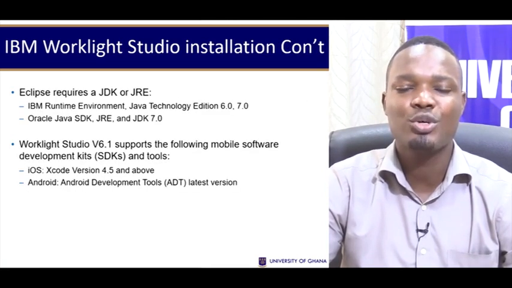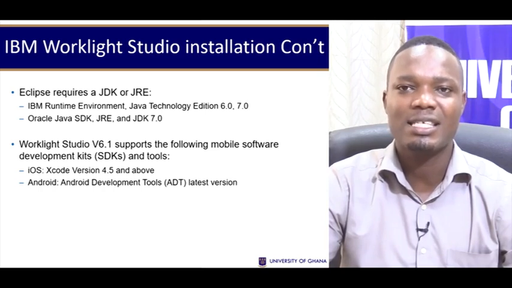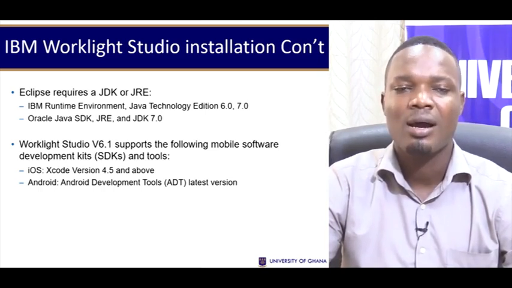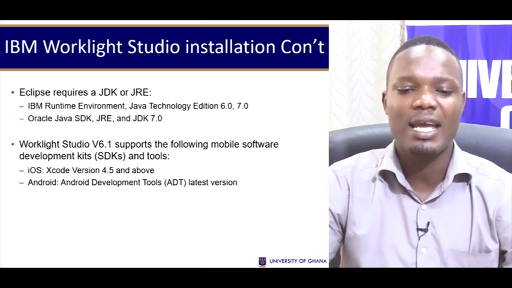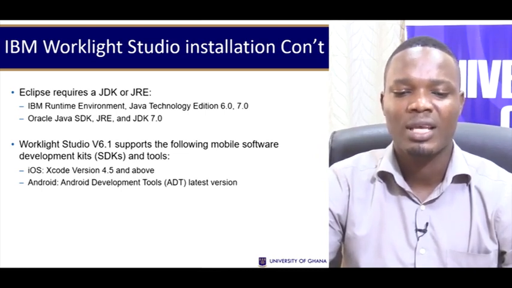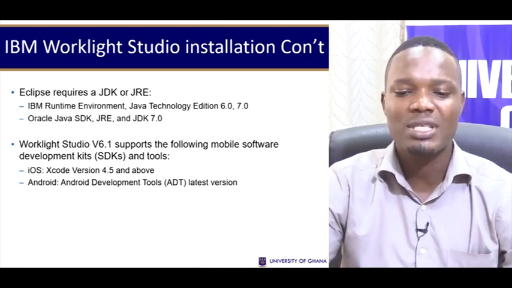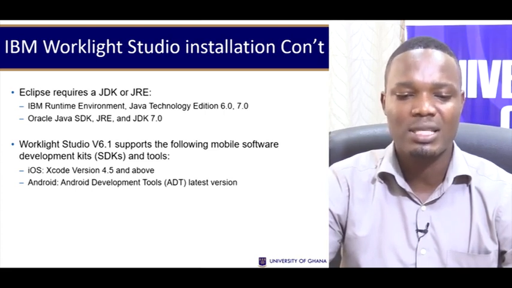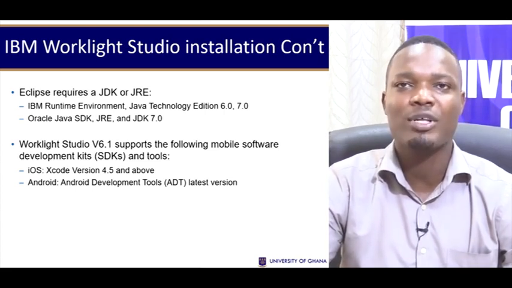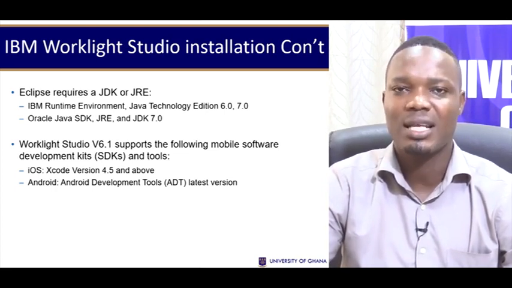The IBM Worklight Studio installation requires that you have a JDK or a JRE installed. The IBM runtime environment uses the Java Technology Edition 6, 7, and greater. Oracle Java SDK, JRE, and the JDK are the software you would need installed. Worklight Studio version 6.1, which is what we'll be using in this course, supports the following mobile software development toolkits. For iOS, Xcode version 4.5 and above. Then for Android, it supports the Android Development Toolkit, the latest version.